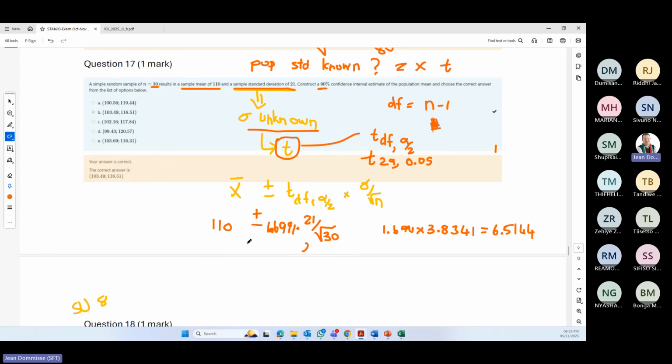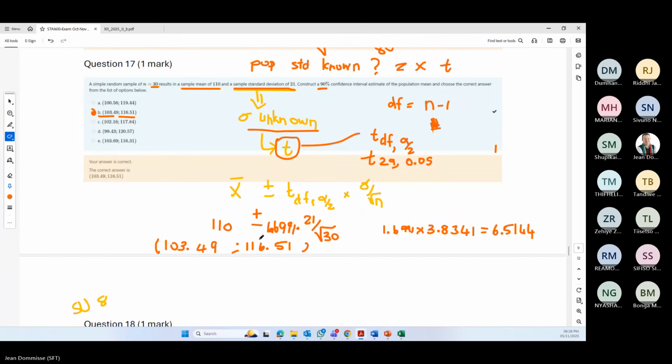we get 116.51, and then to the bottom of it, we get 110 minus that is 103.49, and which is then option B.